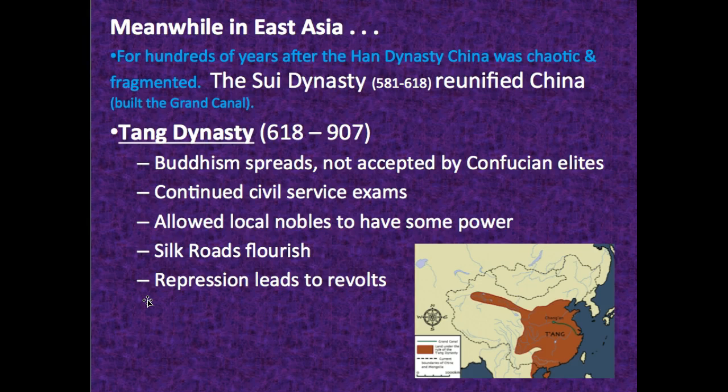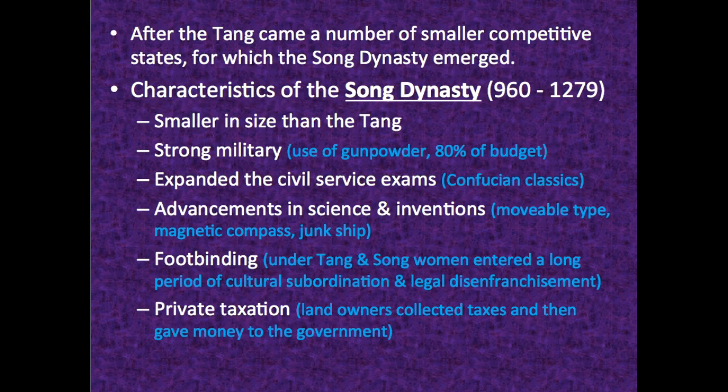For example, in the early part of the Tang dynasty, you begin to see the spread of Buddhism. It's not accepted by Confucian elites, and that's why Confucianism eventually wins out. They continue the civil service exams that were set up during the Han Dynasty. They allow local nobles to have some power. The Silk Roads flourish at this time, but just as we see and will continue to see as we move into the early modern period, a lot of the repression from the elites leads to a lot of revolts, peasant revolts. After the Tang came a number of smaller competitive states.